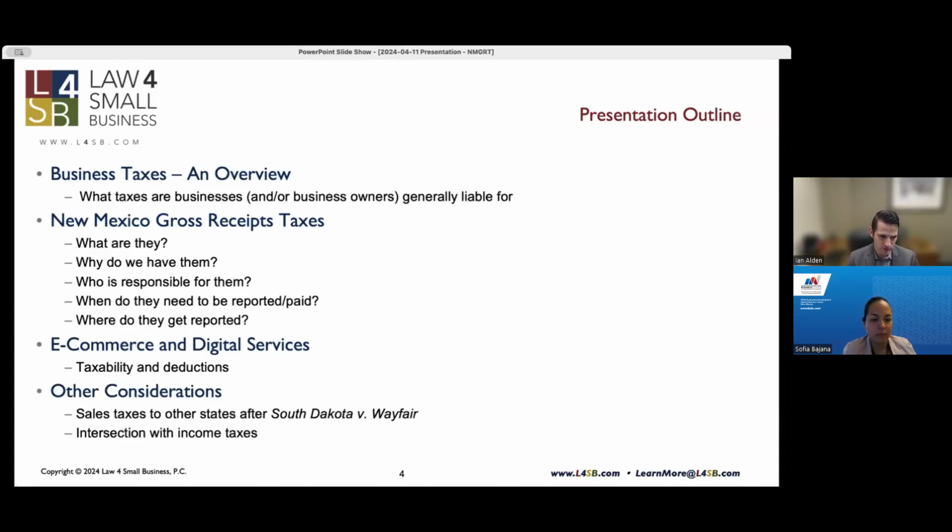Hopefully your situation falls into one or both of those categories. And then we're going to talk about just a few other considerations. Sales taxes to other states, because in this glorious digital age, in the year of our Lord 2024, it's not just about tax to New Mexico anymore. If you are an e-commerce or digital services business with a national reach, you might actually have sales tax obligations to other states. And so it's important to understand that in the context of gross receipts tax, so that you have some understanding of what you might need to do there.